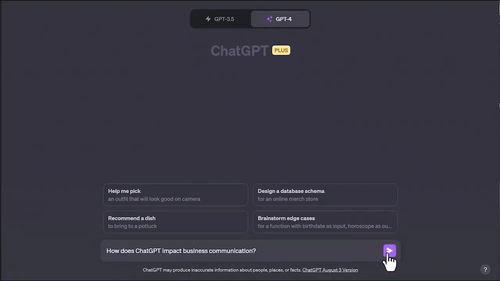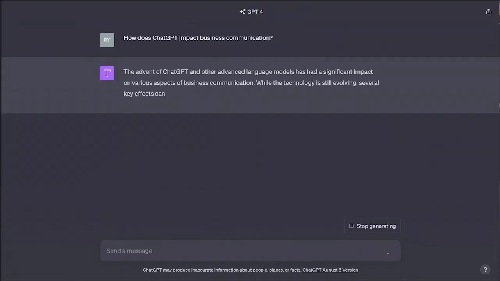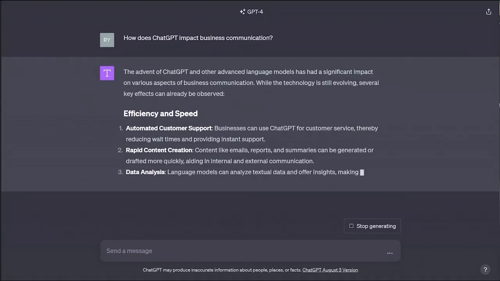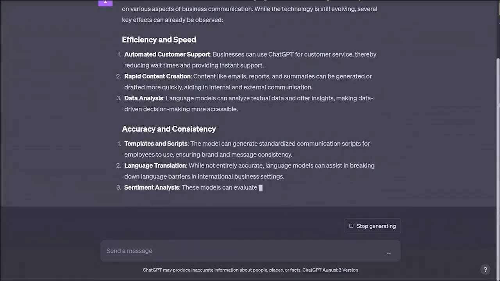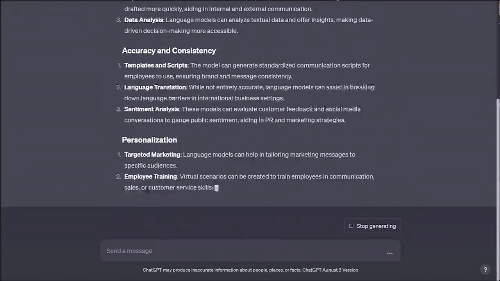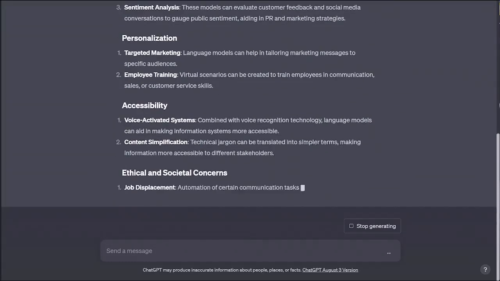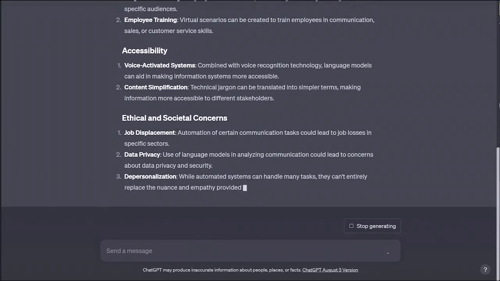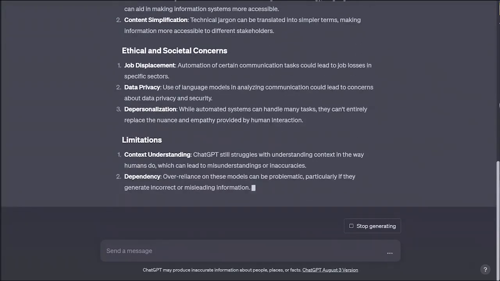Prompt A. Let's start with a general prompt. How does ChatGPT impact business communication? It will take a few seconds for the results to load. As you can see, ChatGPT does its best to answer the prompt, but because it is lacking specificity and context, the response is somewhat general and bland.